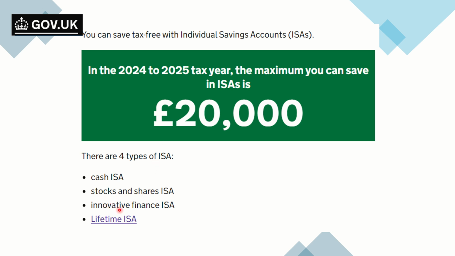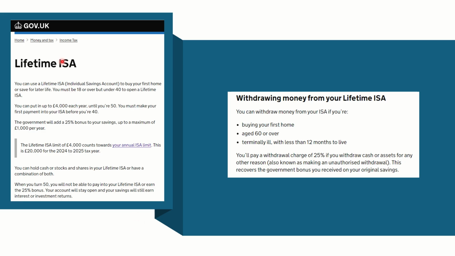The next one is the lifetime ISA. So what is a lifetime ISA? It's an excellent thing if you don't own a property in the UK, if you don't own a house yet. So the lifetime ISA is an ideal investment for you. Here, the limitation is that out of that 20,000, you can only put 4,000 in a lifetime ISA. So it's not on top of that. It is within that 20,000, and you can put in 4,000 each year until you are 50 years old, and you have to make your first payment before you are 40.